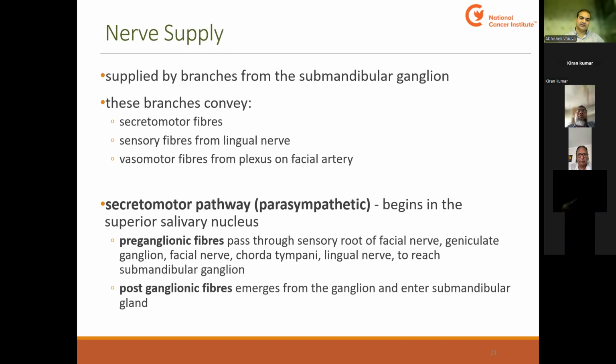So once again, the secretomotor pathway is superior salivary nucleus in the midbrain, geniculate ganglion, sensory root of the facial nerve, chorda tympani, lingual nerve, and then reaches the submandibular ganglion. From the submandibular ganglion, the postganglionic fibers arise and they are secretomotor. So that's the involvement of the 7th nerve in the parasympathetic supply of the submandibular gland.